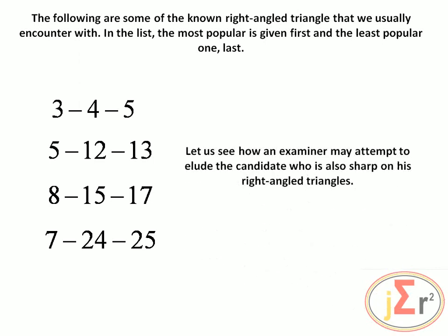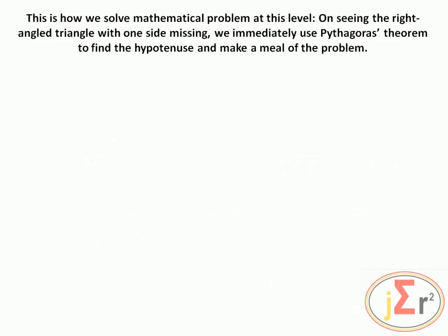So let us see how an examiner may attempt to elude the candidate who is also sharp on his right-angled triangles. This is how we solve mathematical problems at this level. On seeing the right-angled triangle with one side missing, we immediately use Pythagoras Theorem to find the hypotenuse and make a meal of the problem. What do we mean by a meal of the problem? This means that you will not solve the problem in a correct way.